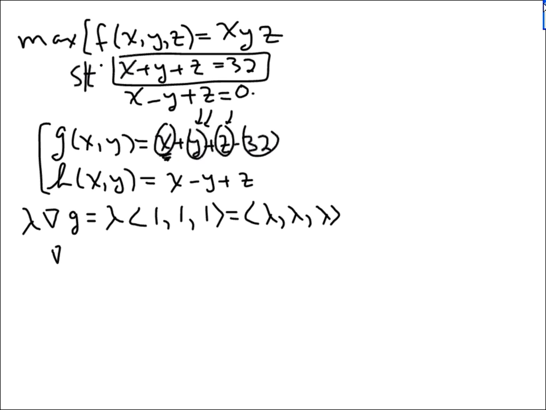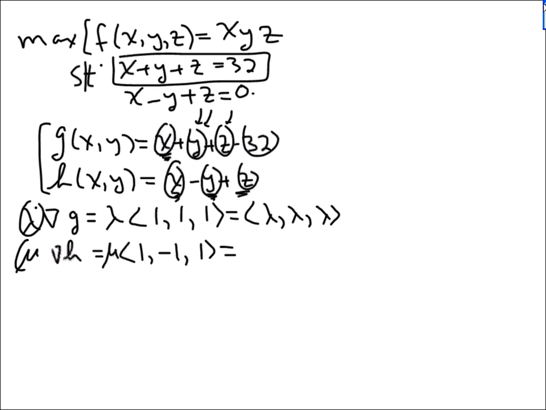Okay, now we find the gradient of h. There are 3 terms. Only the first one is a function of x. Its partial is 1. Only the second one is a function of y. Its partial is negative 1. Positive z. Its partial is 1. We're going to multiply this by mu. You want to use a and b instead of lambda and mu? Doesn't matter. You get mu times 1, which is mu. Mu times negative 1 is negative mu. Mu times 1 is mu.